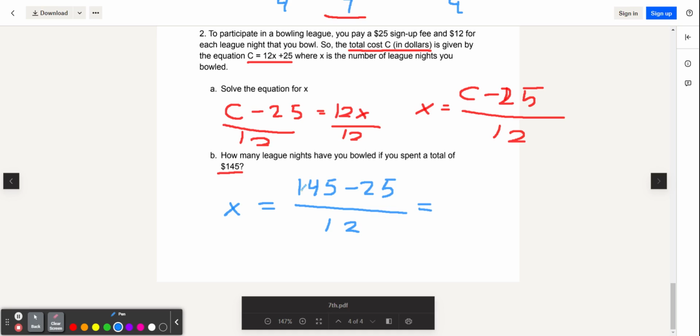So, 145 minus 25 is 120, and obviously 120 divided by 12 is just 10. So how many league nights did you bowl?